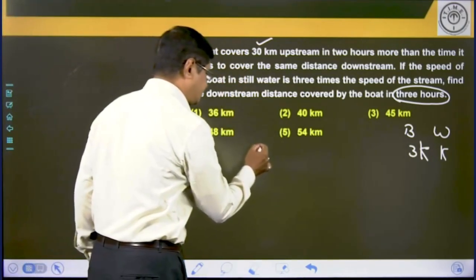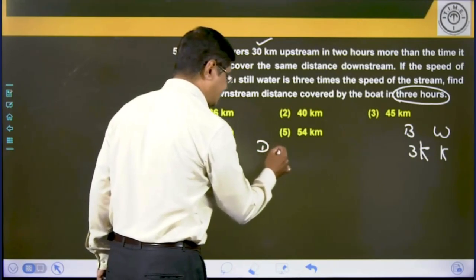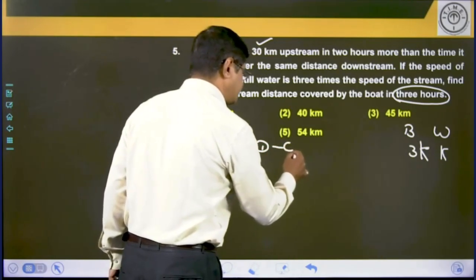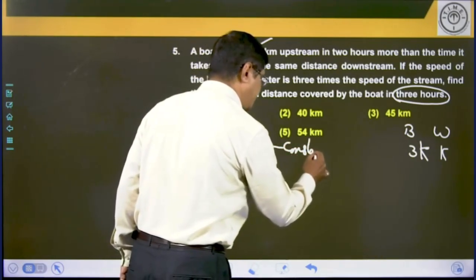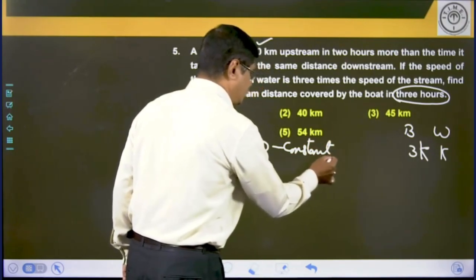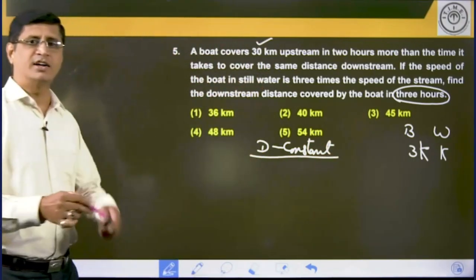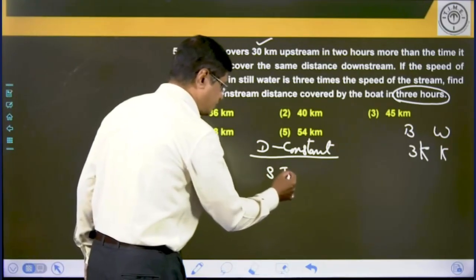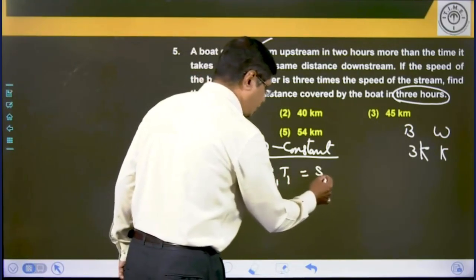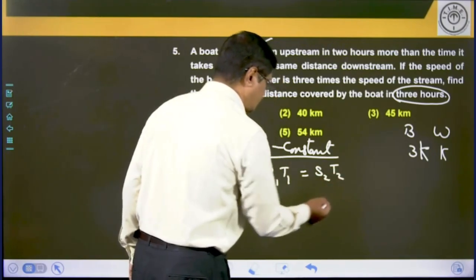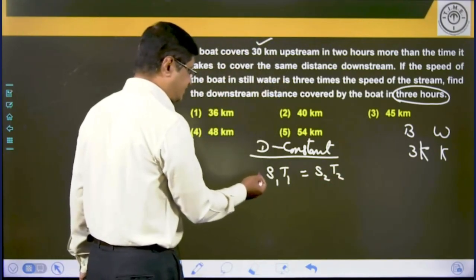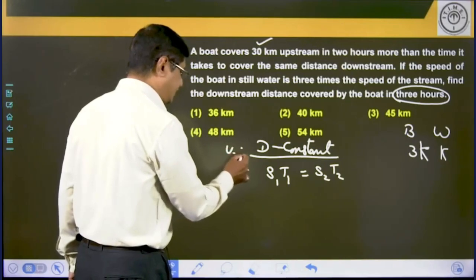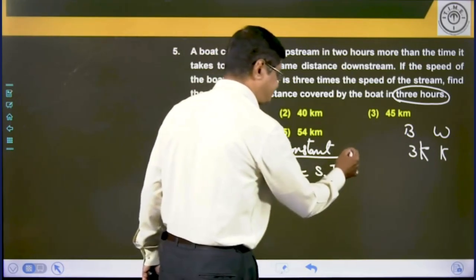Yes, now look at this one. Distance is constant. Here distance is 30 kilometer. That is a constant in upstream as well as the downstream. So when distance is constant, how are the other variables related? The other variables are related like this: S1 T1 is equal to S2 T2. Now I am taking the first one as upstream and the other one as downstream.